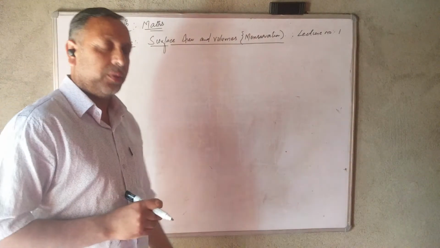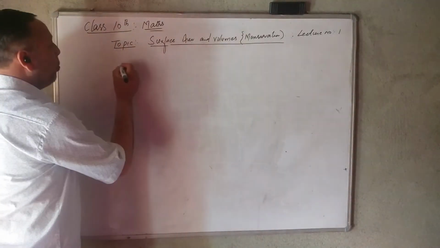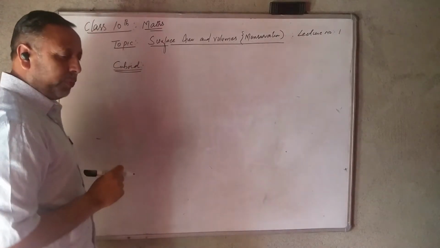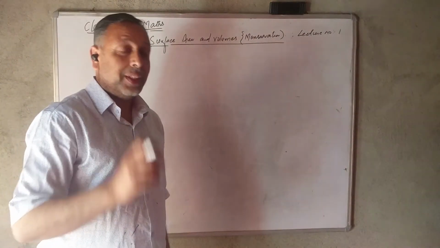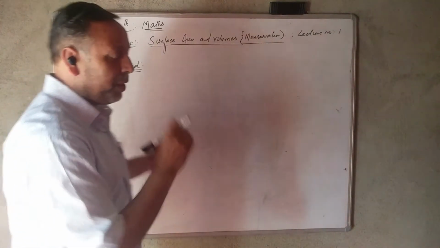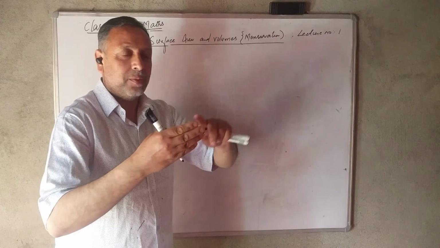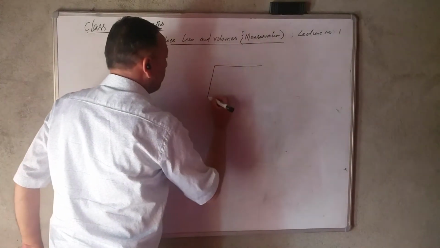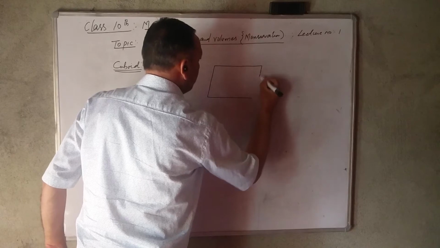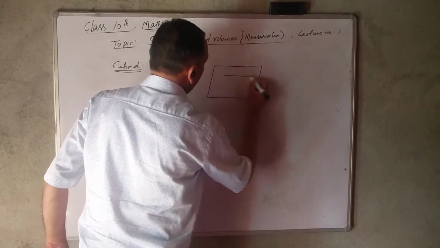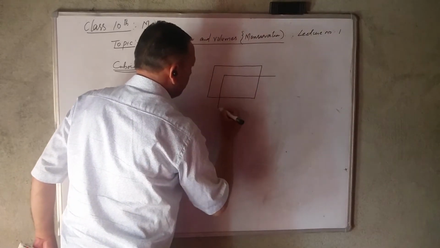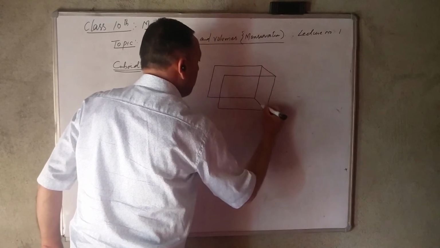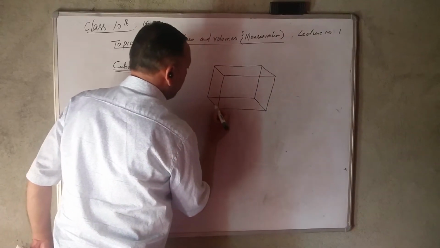So let us start with a cuboid. What is a cuboid? Cuboid is a three-dimensional solid. Three-dimensional means it has three dimensions: the length, the breadth and the height. Let me draw a cuboid here. This is the cuboid.